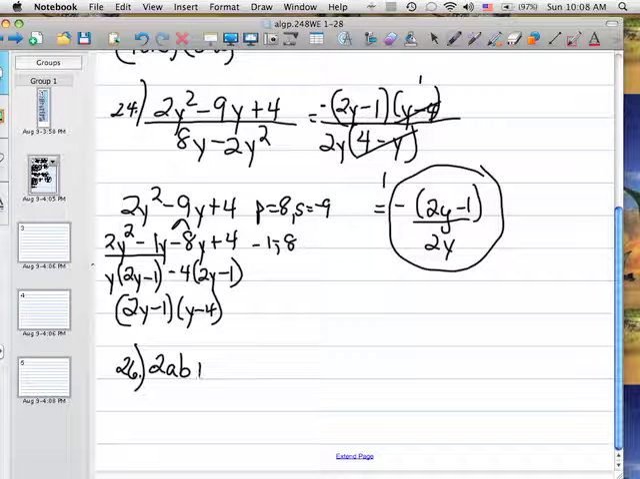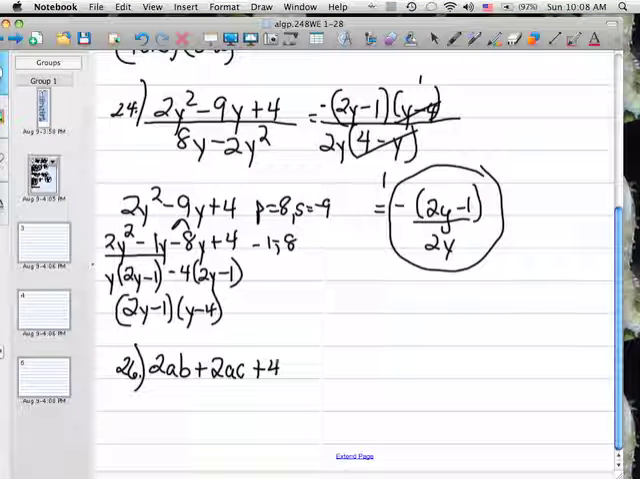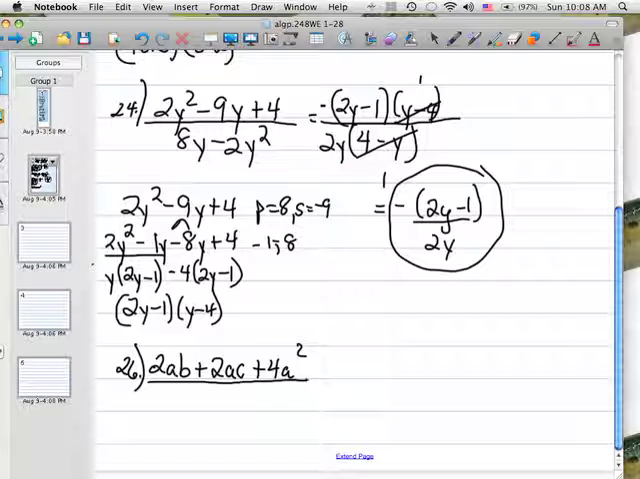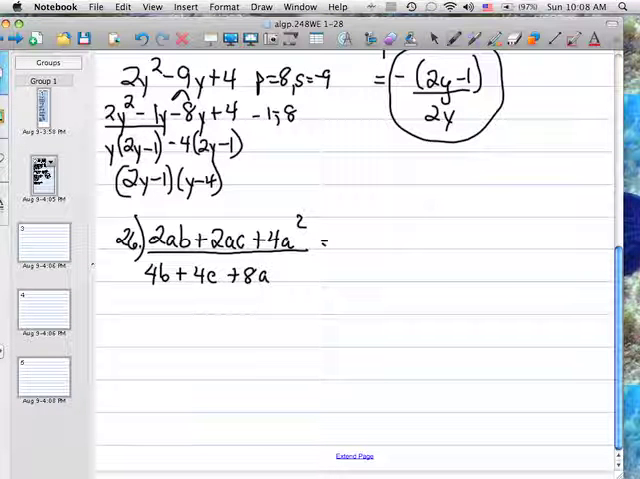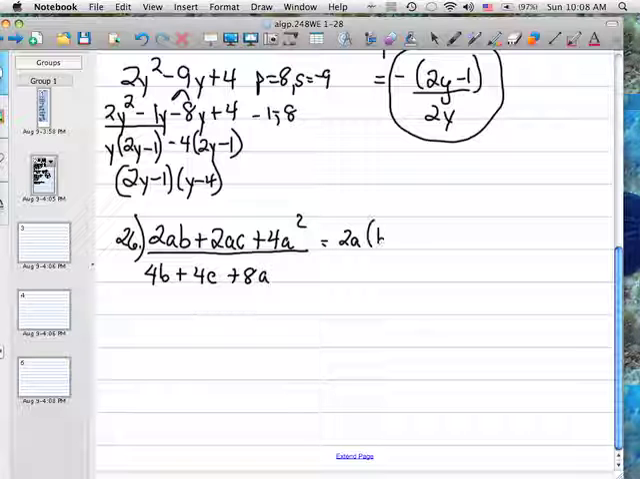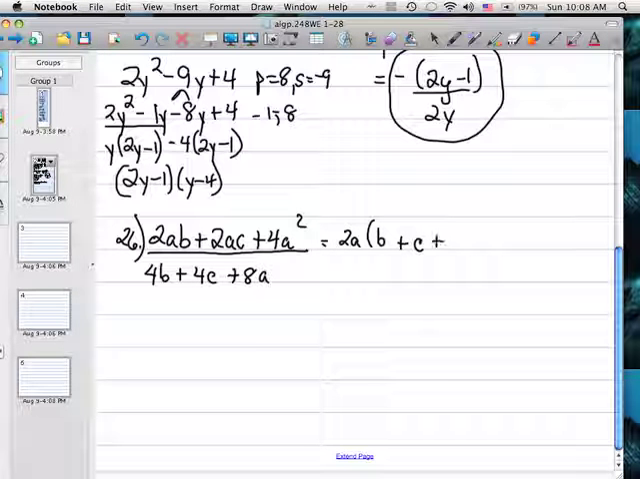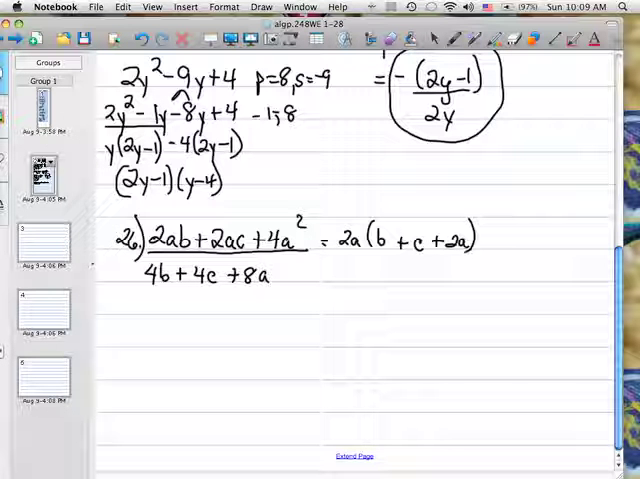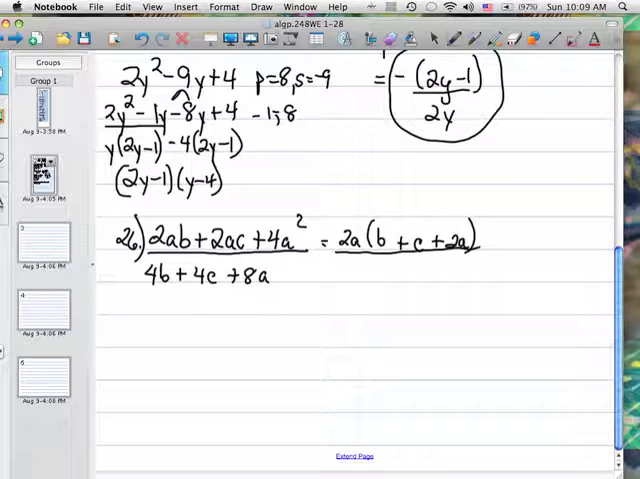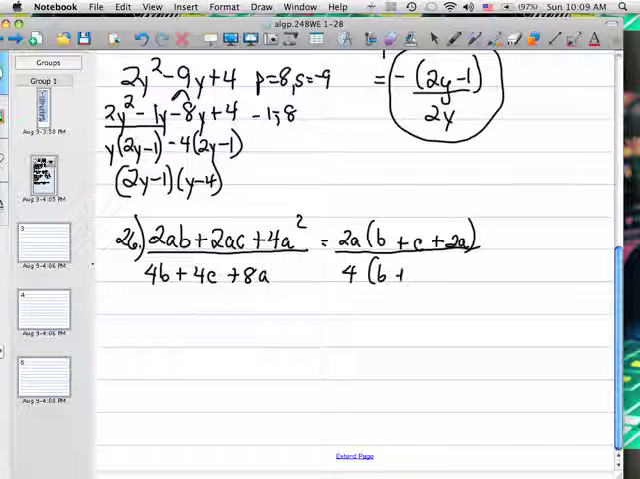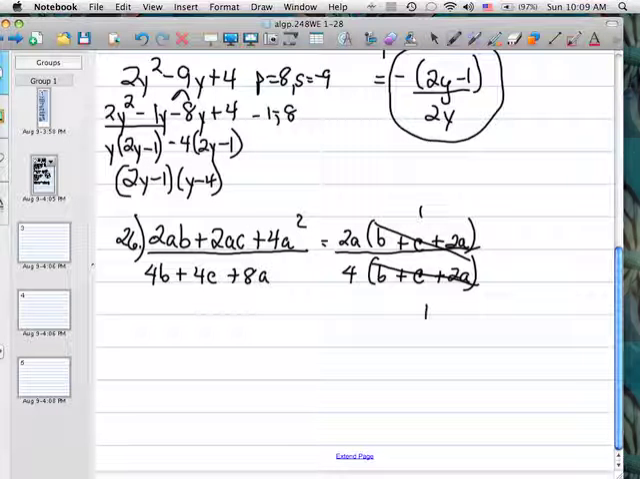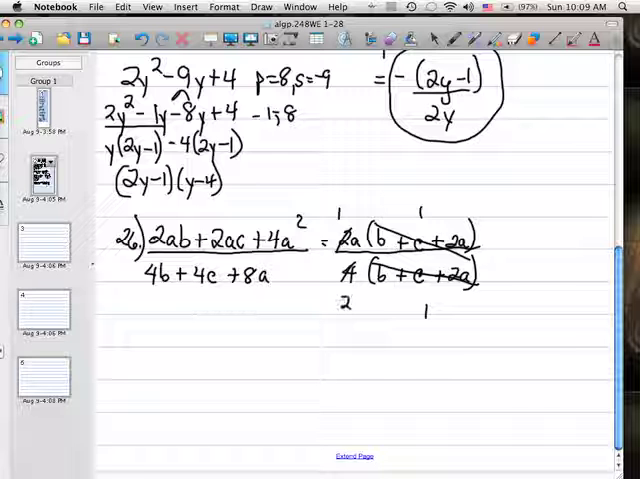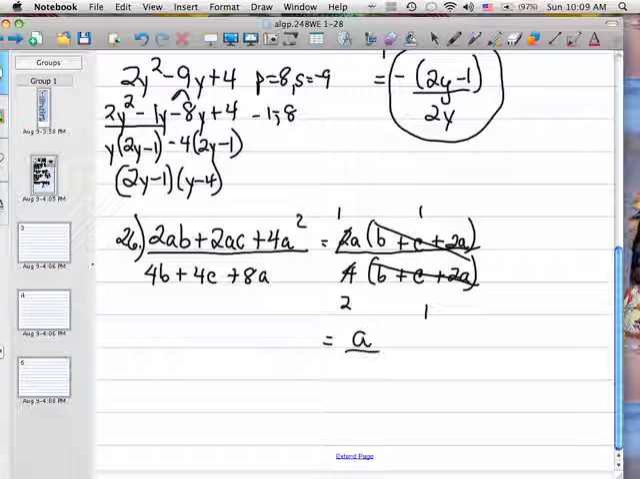You have 2ab plus 2ac plus 4a squared over 4b plus 4c plus 8a. From the numerator, you can pull out a 2 and an a, so that leaves you b plus c plus 2a. On the bottom, you can pull out a 4, and that leaves you b plus c plus 2a. So these two trinomials are identical. You can cancel them. You can cancel the 2 and the 4 once and twice, so your answer is going to be a over 2.